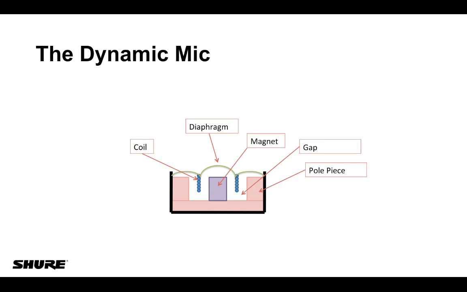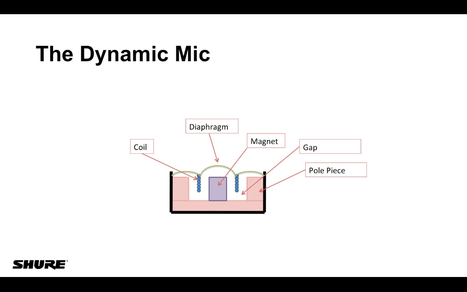Attached to that diaphragm is a coil. It's normally made out of copper or copper-clad aluminum, and it's a wound coil, just like a voice coil in a speaker, that's attached to that diaphragm, and that is suspended around a magnet. And it doesn't touch the magnet. It doesn't touch the pole piece either.